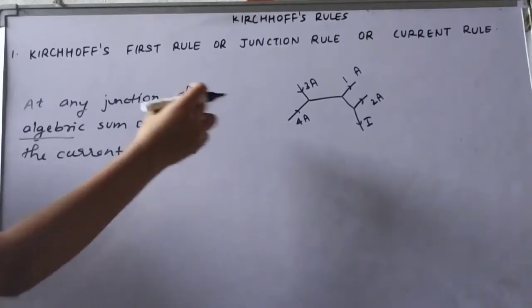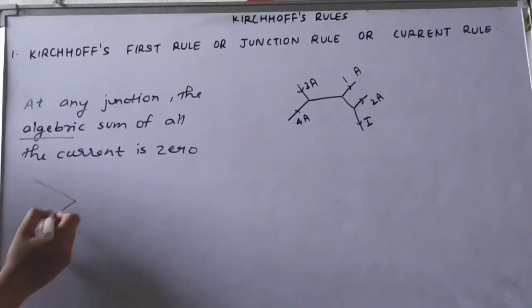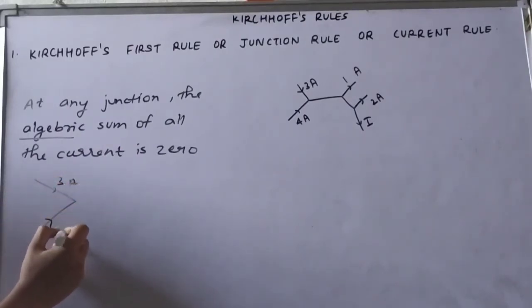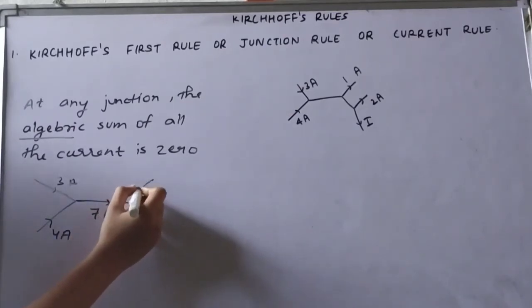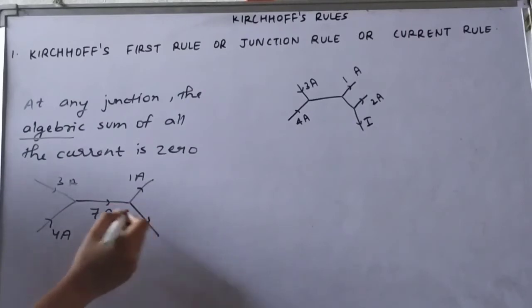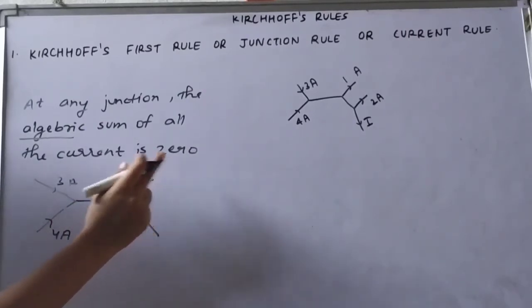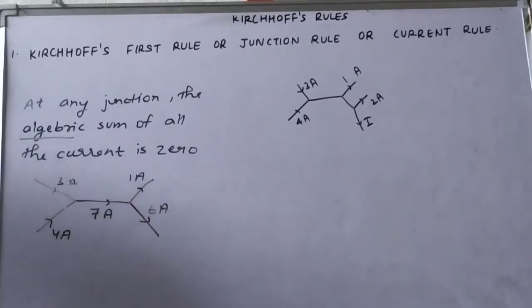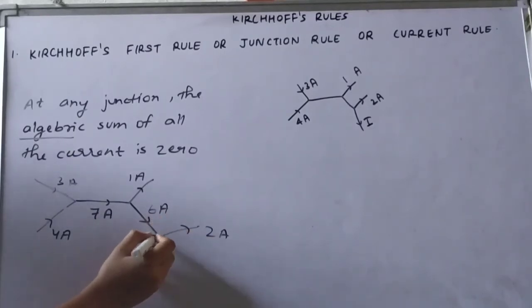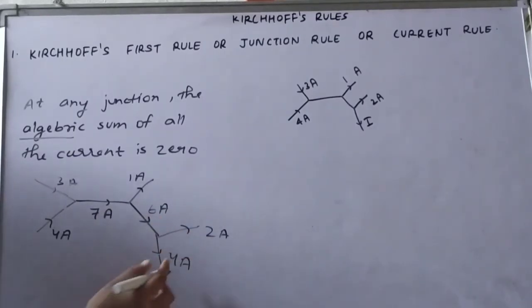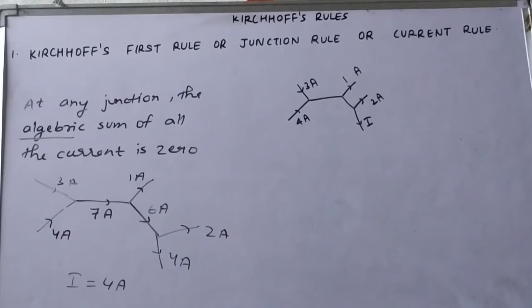Now we will solve this diagram. Here 3 ampere is given, here 4 ampere, and here how much current will there be? 3 plus 4, so at this point the current will be 7 ampere. One ampere leaves here, and 7 ampere is incoming, so 6 ampere remains. Then at this point 2 ampere leaves from the 6 ampere, so 4 ampere is left. So the answer is I equals 4 ampere. It means the current approaching the center is equal to the current leaving the center.